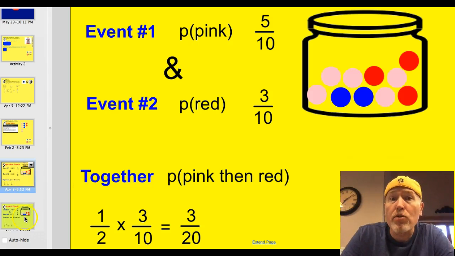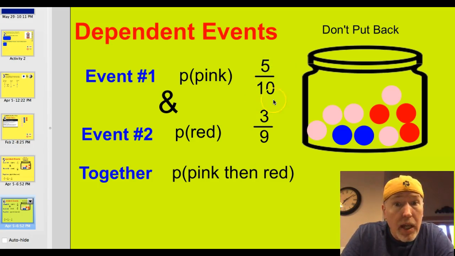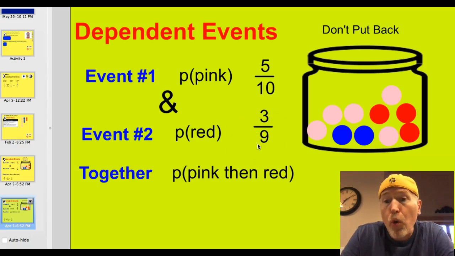Now let's switch to dependent events. This time we're not going to put the marble back, but we're going to do the same experiment. What's the probability of pulling a pink and then pulling the red without putting them back? Okay, well let's think about it. It still hasn't changed. The probability of pulling a pink is still 5 chances out of 10. But the probability of pulling the red is only 3 chances out of 9 because there's 1 less marble in the jar. There are still 3 red ones possibly, but there are only 9 total marbles because we held on to the first marble we pulled out.